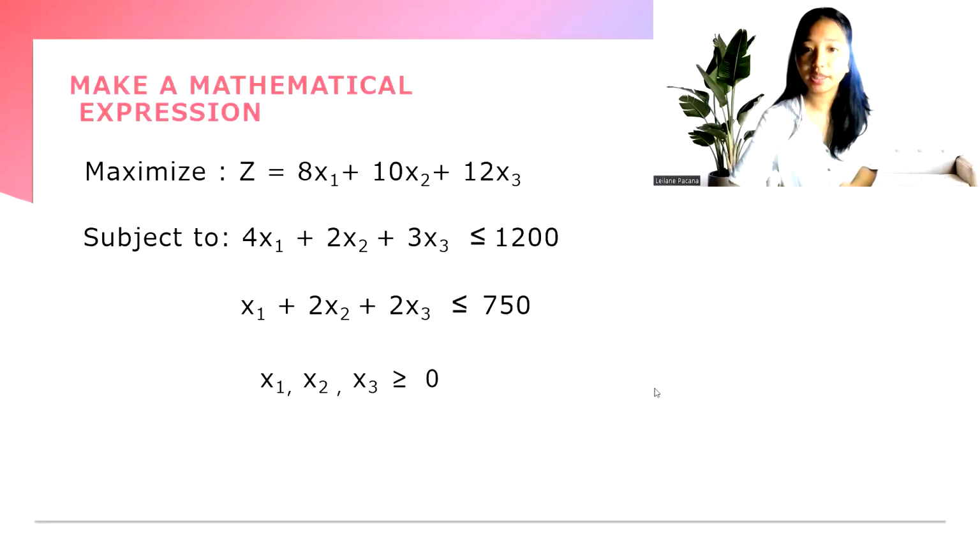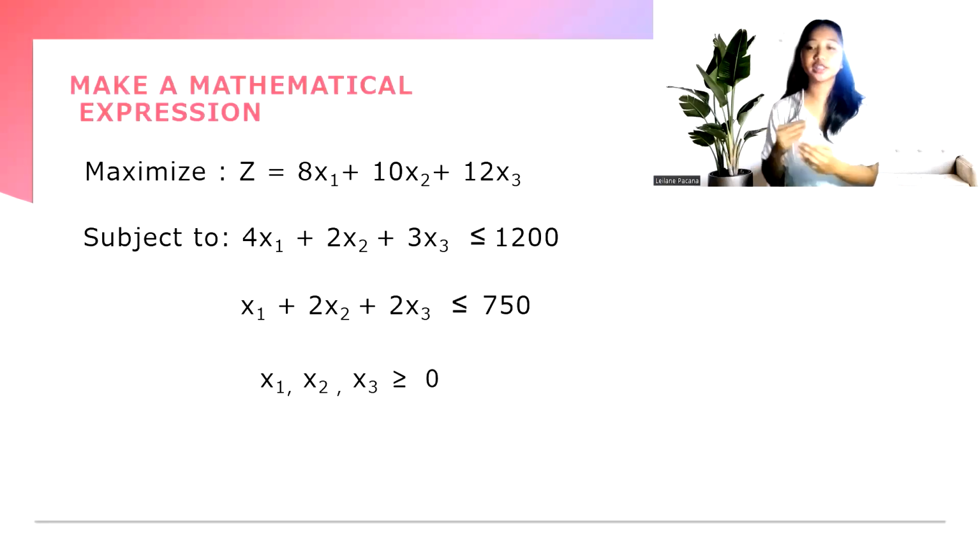Now, we have to make our inequality or the mathematical expression for that kind of problem. So first, we have our objective function. This is where we will maximize it. We have to maximize its profit. So z represents our profit. Here, z is equal to 8x sub 1 plus 10x sub 2 plus 12x sub 3. So these are the profits that will be produced by the first, second, and third variation of food packs.